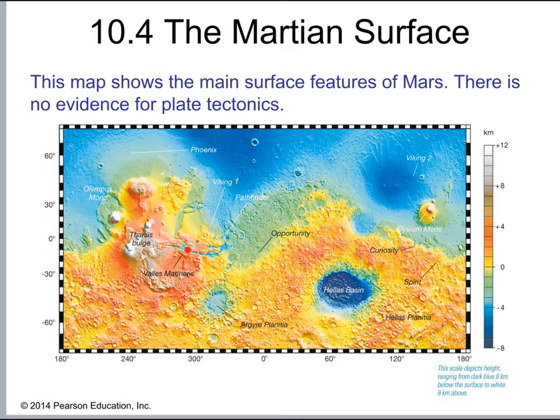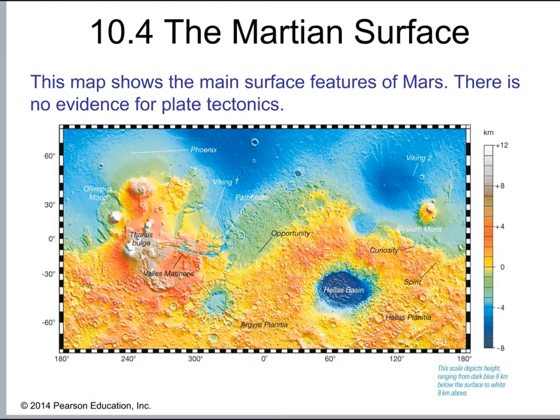Here you can see the canyon we just talked about, the Valles Marineris. It's yellow and orange surrounding it, but it's blue here, indicating that that's a deep impression. That's the deep canyon that we talked about. And different regions are lower or higher depending on their surface features.